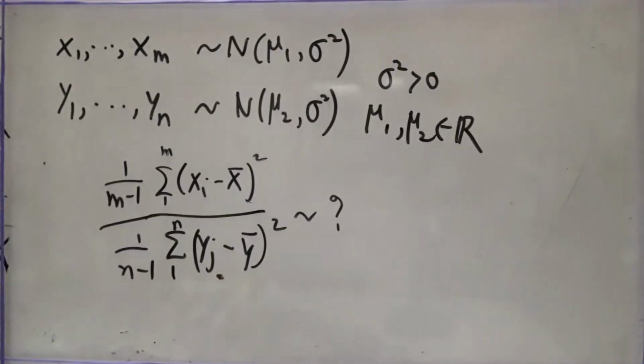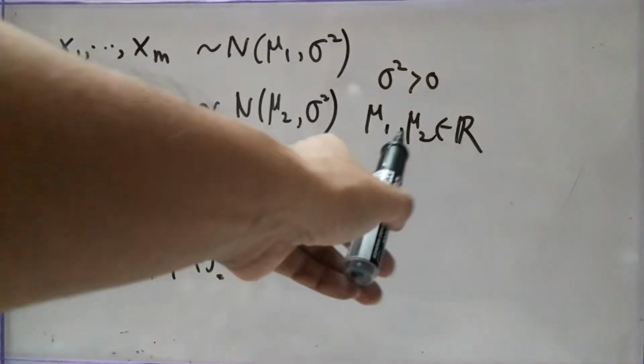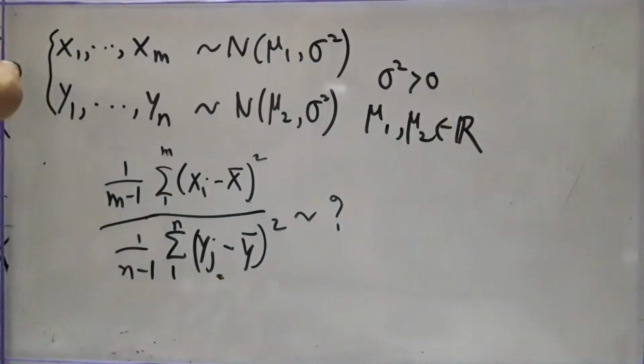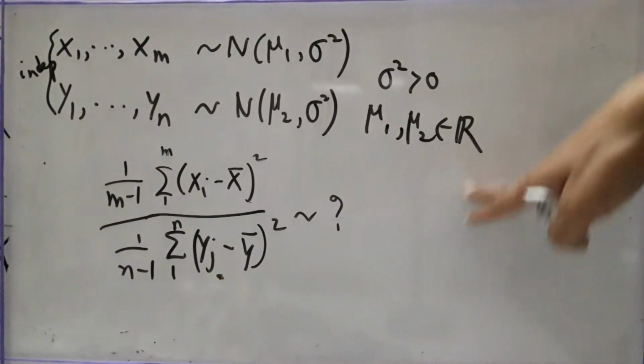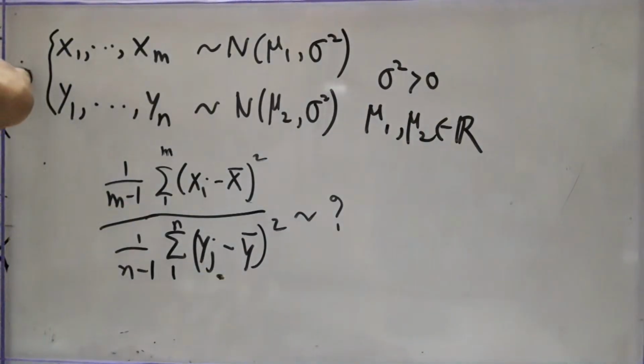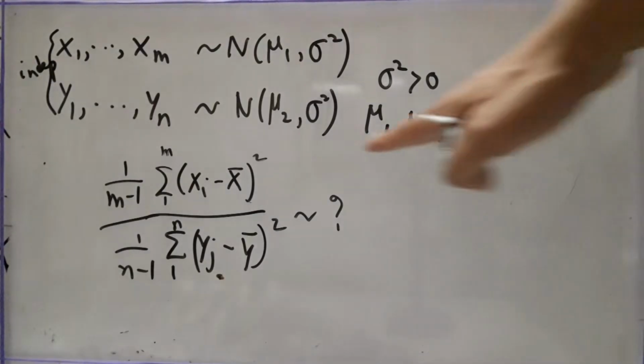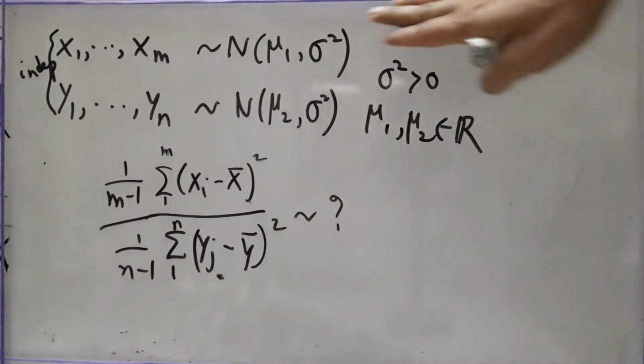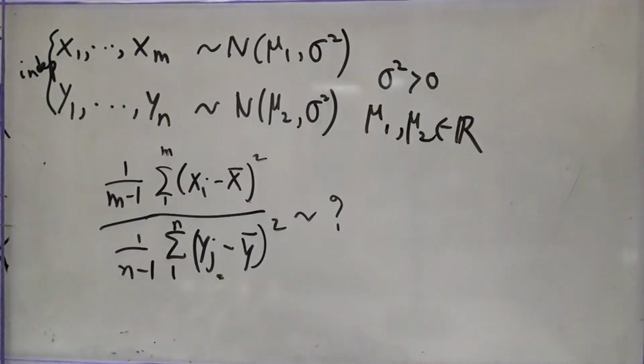In this exercise, I give you two random samples. x1 to xm is a random sample from normal(mu1, sigma square). y1 to yn is another random sample but from normal(mu2, sigma square), and these two are given to be independent. Mu1 may or may not be equal to mu2. Sigma square is the same for both of them, and that's positive.